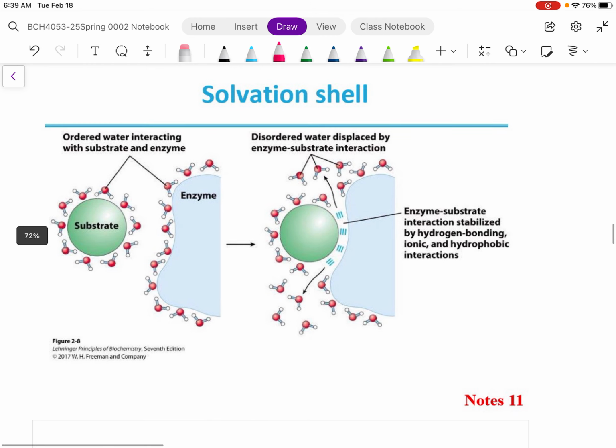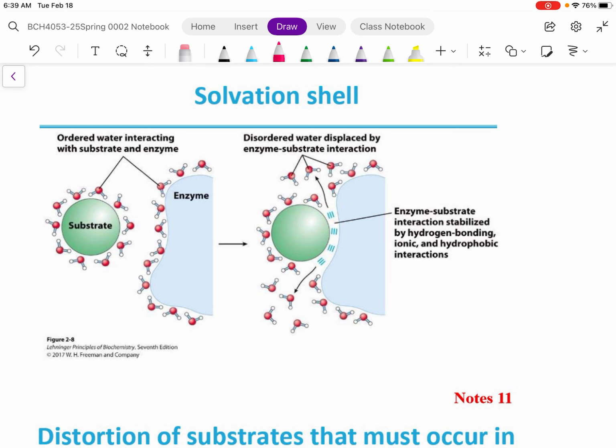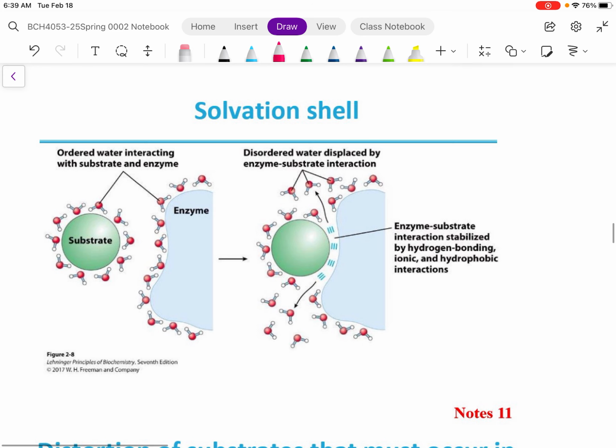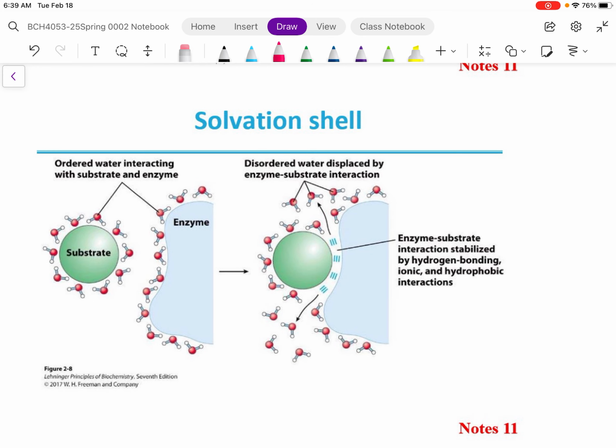And then we have the solvation shell. And this kind of explains what? The hydrophobic effect a little bit. Because that image right there is from what? Chapter 2. We talked about this. Why do substrates bind to its enzyme or its protein? Because of the hydrophobic effect. What's the hydrophobic effect? Can you explain that? You need to be able to explain that.